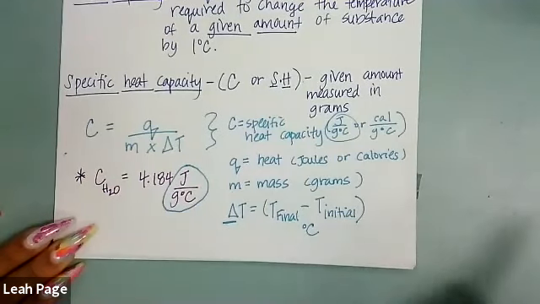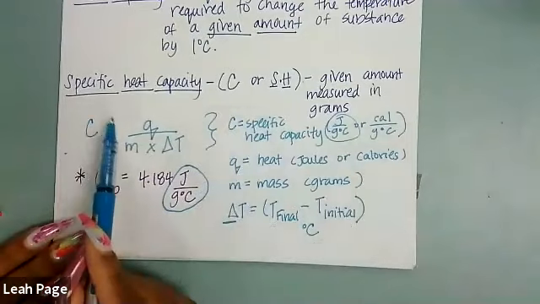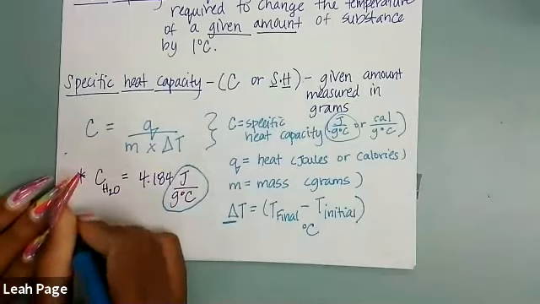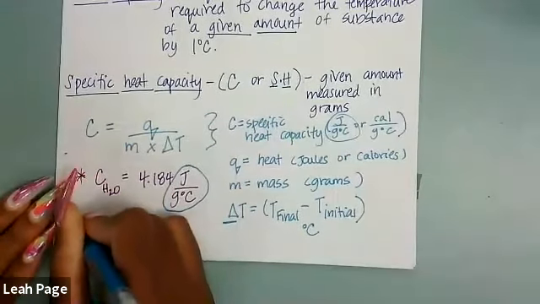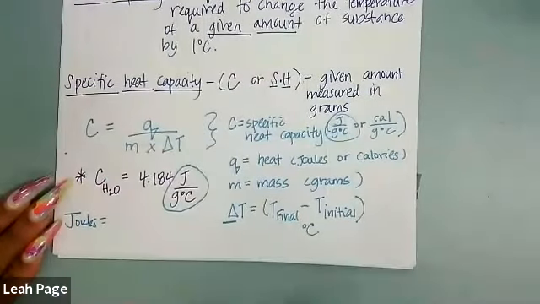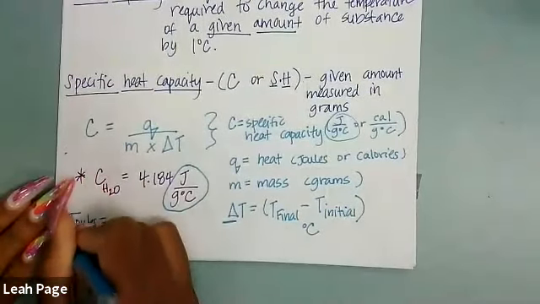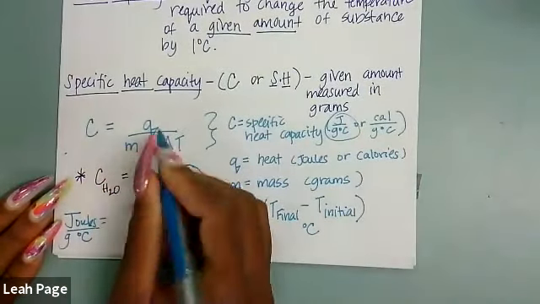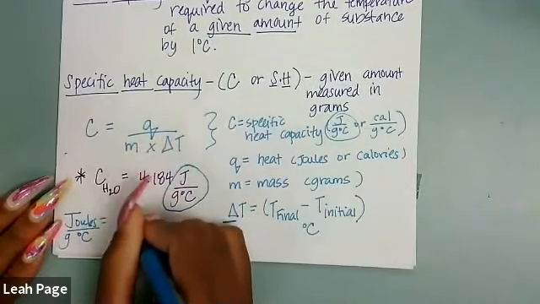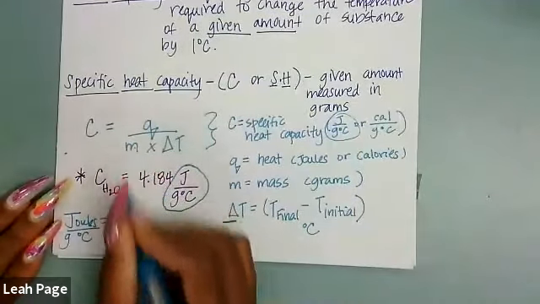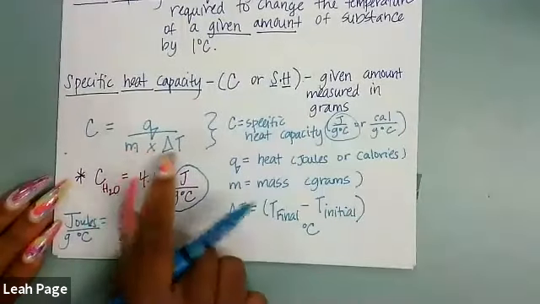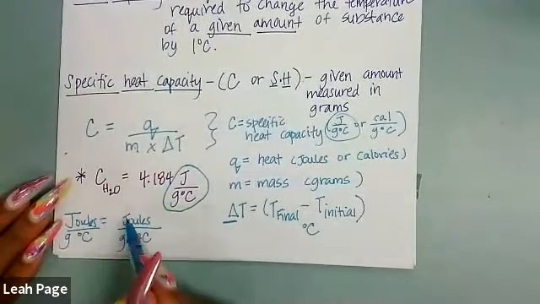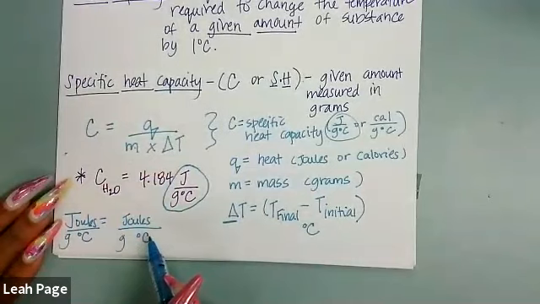All right, so let's talk through it again. I'm saying the specific heat capacity, which is in units of joules per gram degrees Celsius, is equal to the heat, which is Q, in units of joules, over the mass, which is in units of grams, and the change in temperature, which is in units of degrees Celsius. So that's how you get this unit, joules over grams over degrees Celsius.